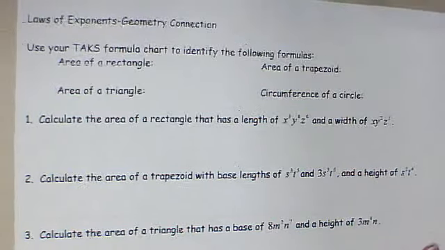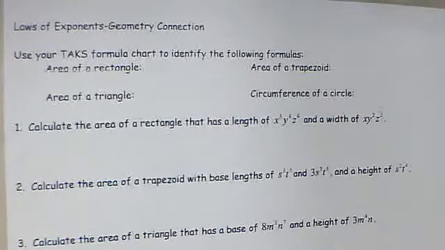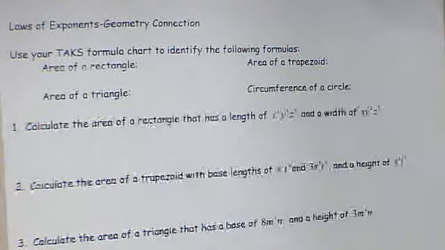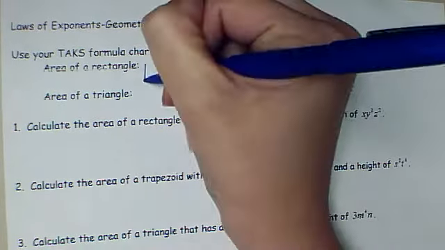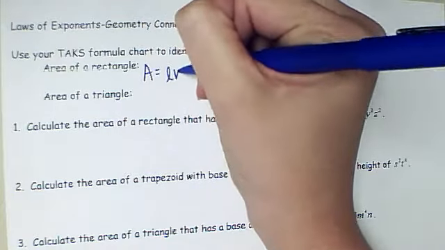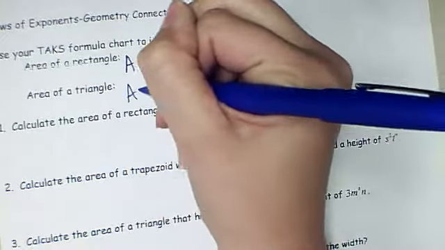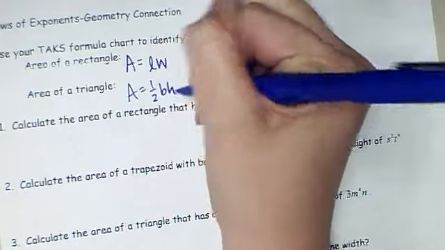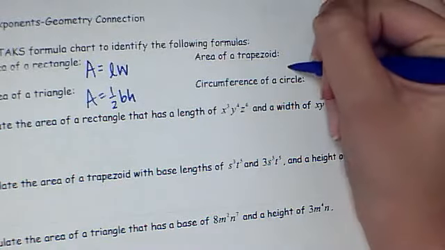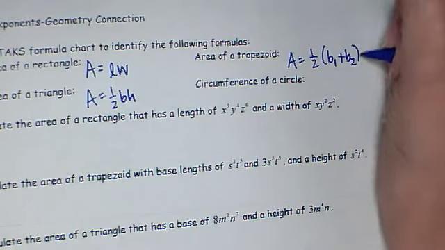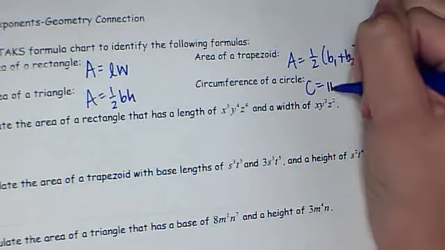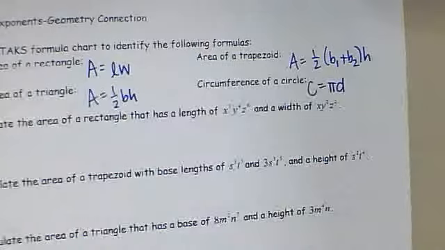Today in algebra, we started connecting some geometry concepts to the laws of exponents that we've been learning all week. We started by using our formula chart to fill in these formulas. The area of a rectangle is A equals length times width. Area of a triangle is 1/2 base times height. Area of a trapezoid is 1/2 base 1 plus base 2 times height. And circumference of a circle is pi times d, where d is the diameter.